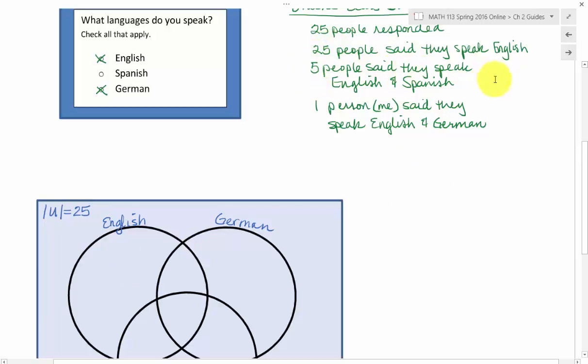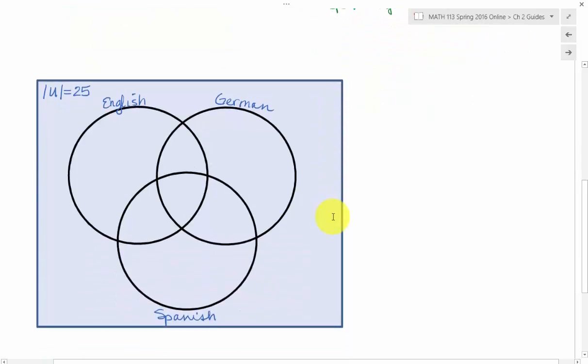So 5 people said they speak English. Let's put that down first, English and Spanish. So I'm finding where English and Spanish intersect, and that's going to be in here. And I'm putting 5 people here. Now this part here in the very middle would be people who speak English, German, and Spanish. And nobody in my class said they did that, so we have a 0 there.